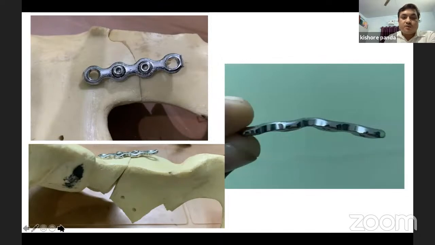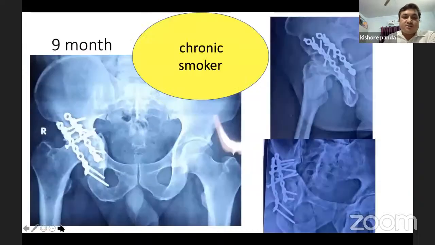So you have to contour this plate for the posterior column. I made a mistake while putting the column plate, I put it straight. So I thought it is well reduced, but it actually opened up. So you have to over-contour the column plate and under-contour the wall plate. He's a chronic smoker. Again, he went on to nonunion.